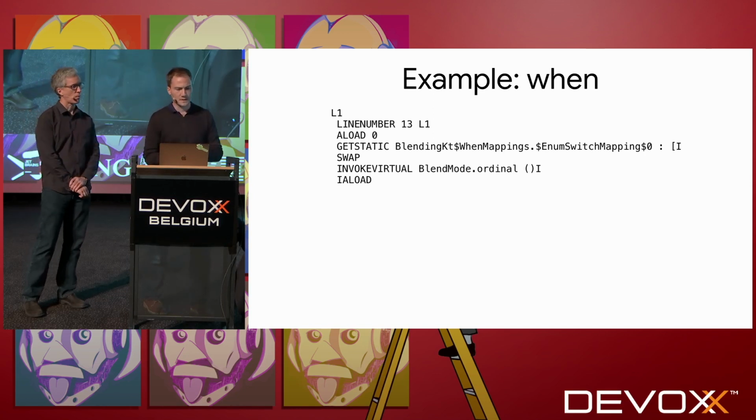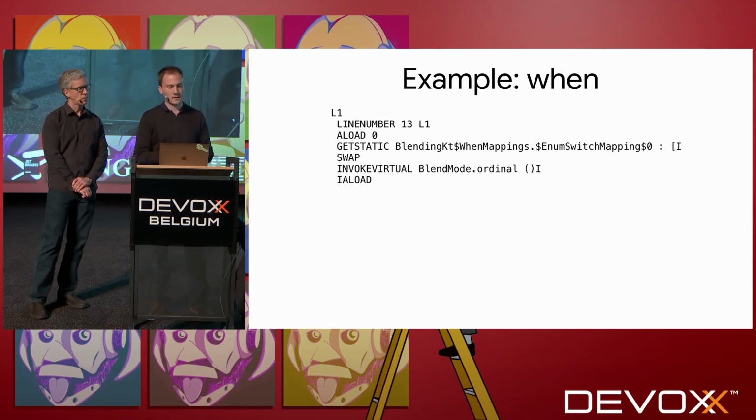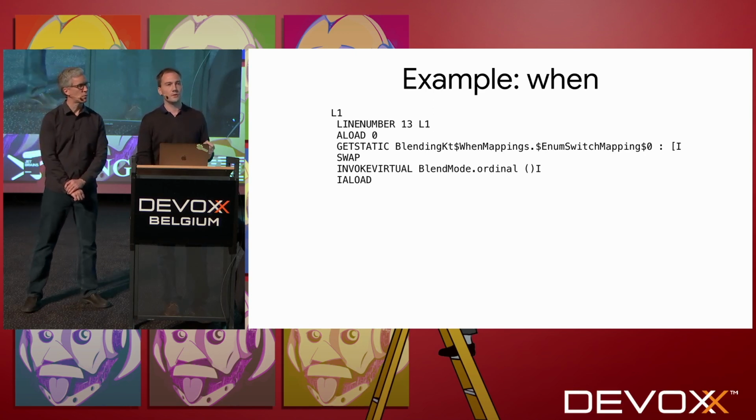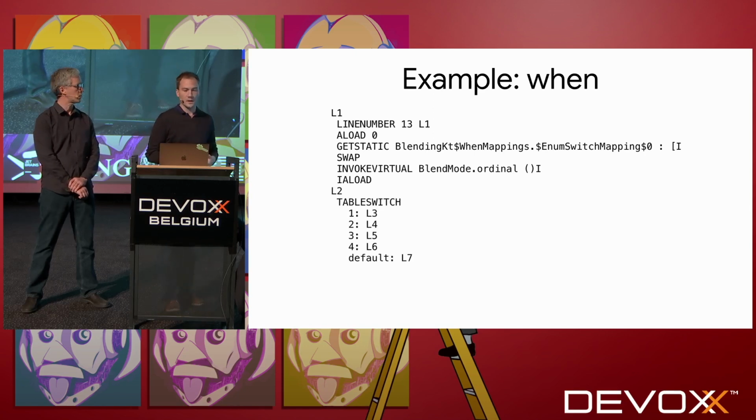So if you look at the top, it says get static, blending KT $when mappings $enum switch mapping. And if you look at the end, you can see the type of that value. So here we're getting a static field from a class that was clearly generated called when mappings. And the bracket I at the end tells us it's an array of integers. Then it invokes the ordinal method on the enum. And finally, it loads a value from the array we just fetched using the return value of the ordinal method. And then we have the actual switch happen.